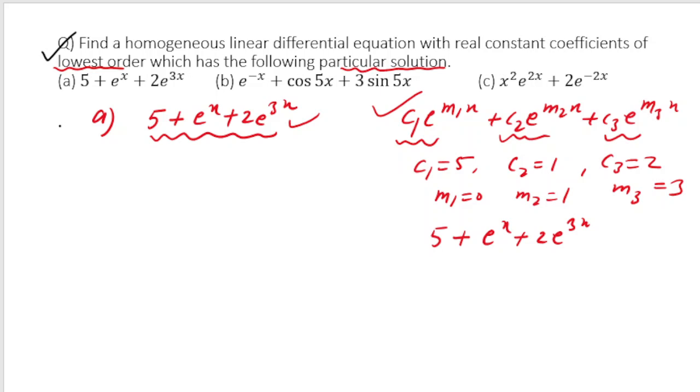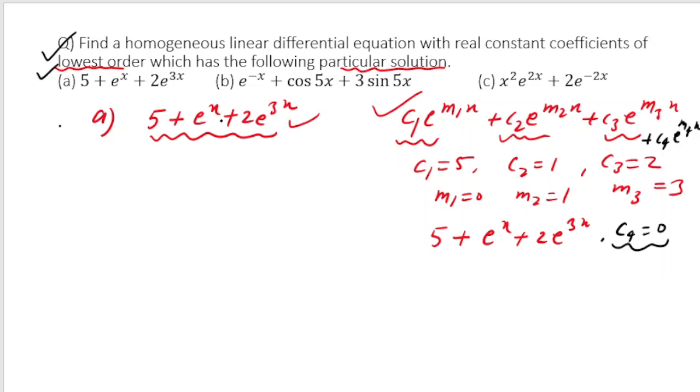Now just for the sake of argument, some of you may also think that it is possible that I add one more term, c4 e to the power m4x, and suppose I take c4 is equal to 0. So if I take c4 is equal to 0, this term will become 0 for any value of m4. M4 may be any fourth root, but if c4 becomes 0, then also the particular solution will look like this. But in the question they have used the term: what is the lowest order differential equation.